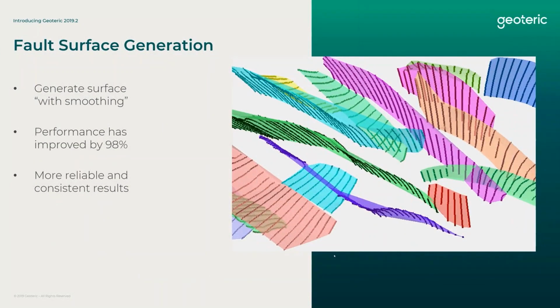The fault surface generation algorithm has also seen some improvements. So this has been improved so much that the workflow is now in a more timely and consistent manner. So you now have the option in Geoteric 2019.2 to generate surfaces with smoothing. And for those of you who are familiar with Geoteric and have used the surface generation in Geoteric 2019.1, you may have come across some artifacts at the top of fault surfaces, which are also known as the roofing artifacts. We believe this has now been addressed in Geoteric 2019.2, particularly with these smoothed surfaces.